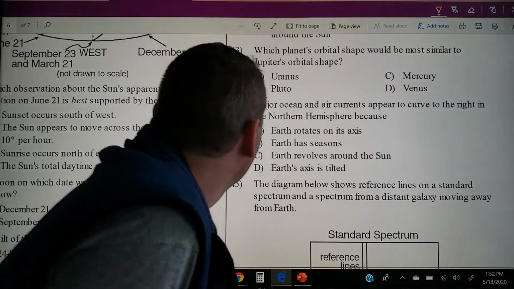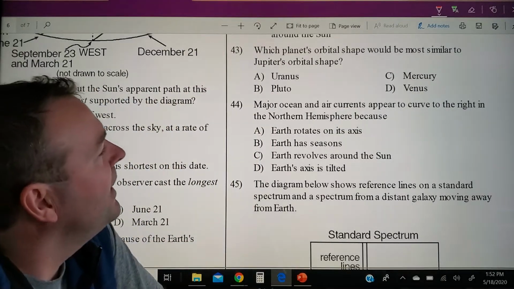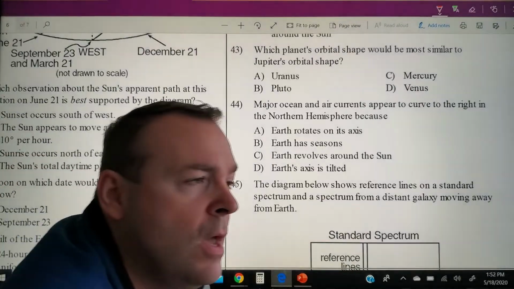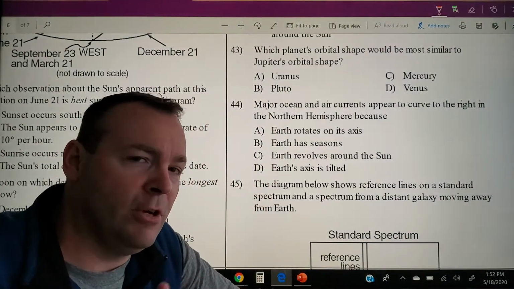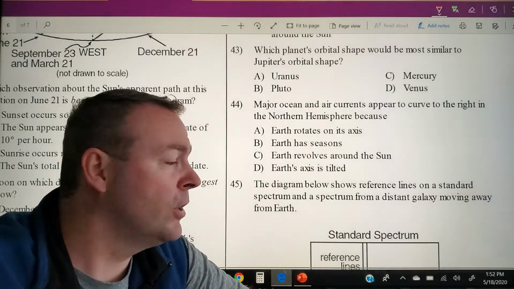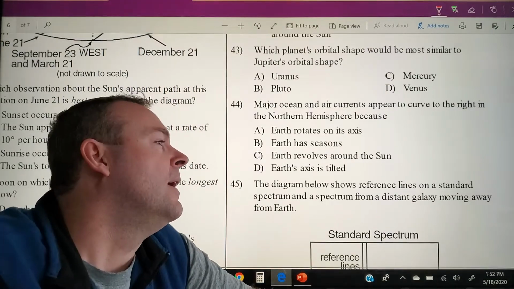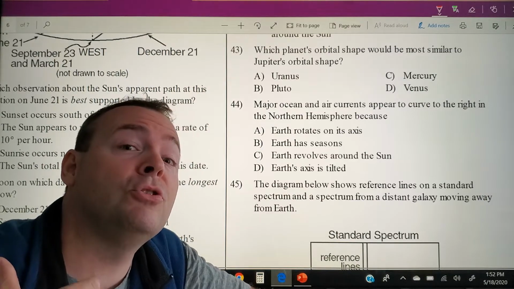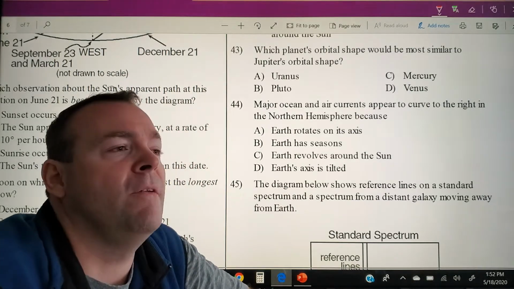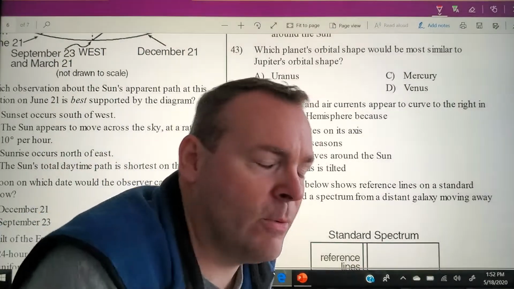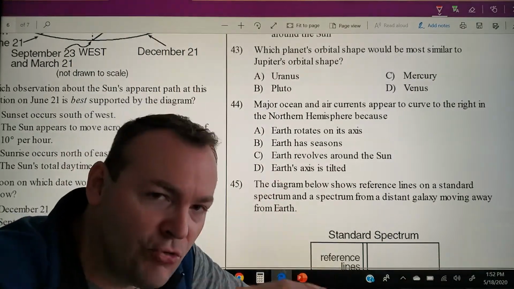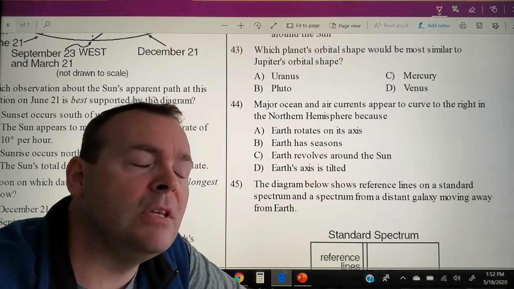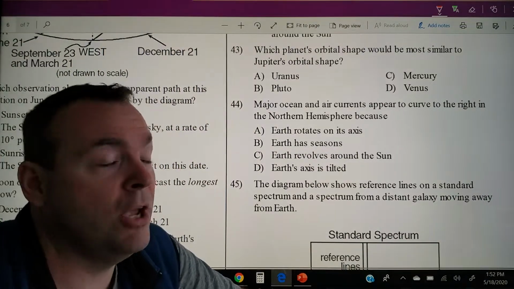Okay. Number 43, which planet's orbital shape would be most similar to Jupiter's orbital shape? When you're talking about shape of the orbit, you're not talking about size. You're not talking about distance from the sun. You're not talking about period of revolution, none of that stuff. It's talking about the shape, so it's referring to eccentricity. If you remember, we had a lab a while back where you guys had to use two thumbtacks and a string, and you had to draw out different orbits with different eccentricities. Well, that's what it's asking about here, the shape.